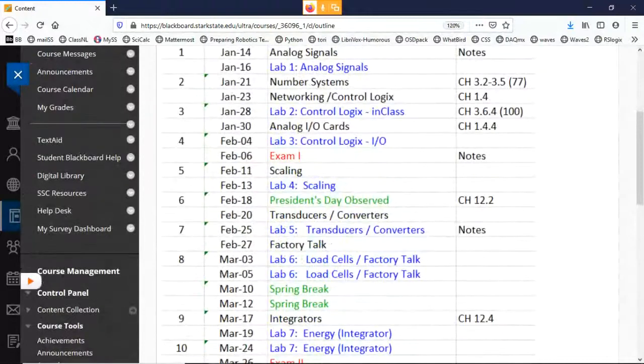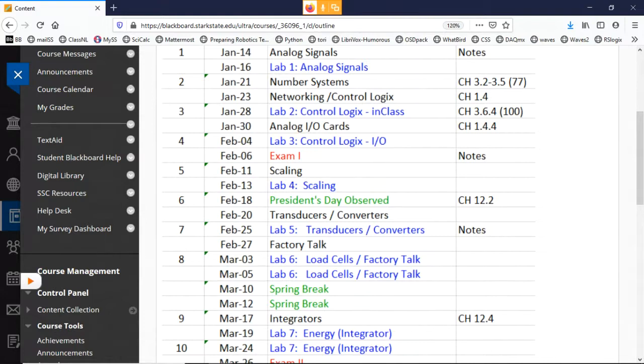All right, so then we talked about the analog cards and how the analog card is converting a current signal or a voltage signal into that binary number inside of the PLC. Okay. And then we had the first exam. After the first exam, then we talked about scaling.